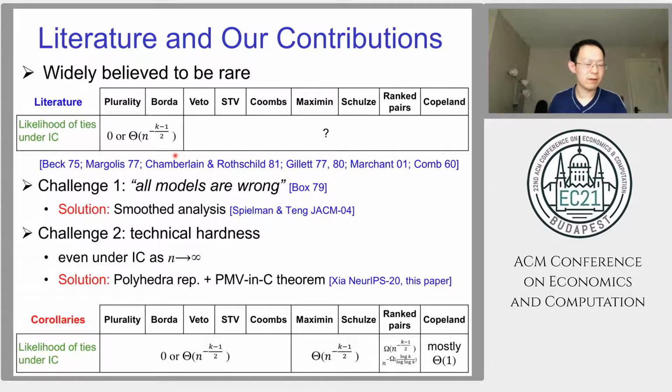So according to our corollaries, some positional scoring rules like plurality, Borda, and veto, and multi-round rules like STV and Coombs have the lowest likelihood of ties, followed by Maximin and Schulze, and followed by Maxmin and Hare, and Copeland, which in most cases have the largest likelihood of ties, which is constant and does not decrease as the number of agents goes to infinity.